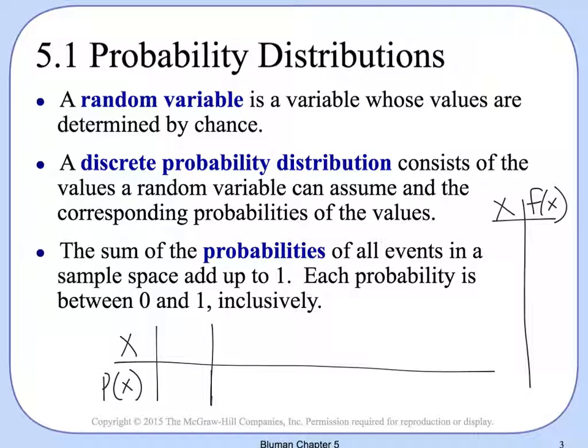Each of these are discrete, they're separable, so we'll have separate numbers and they're countable. So there will be a starting and stopping point. Okay, it doesn't go on forever. So we have a discrete distribution.